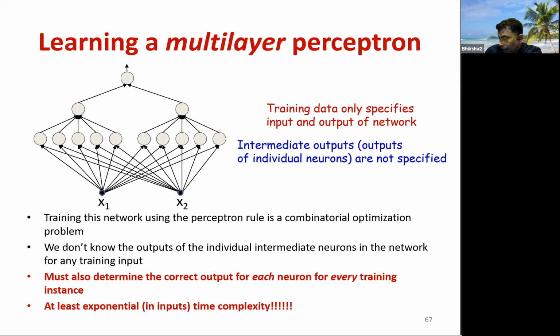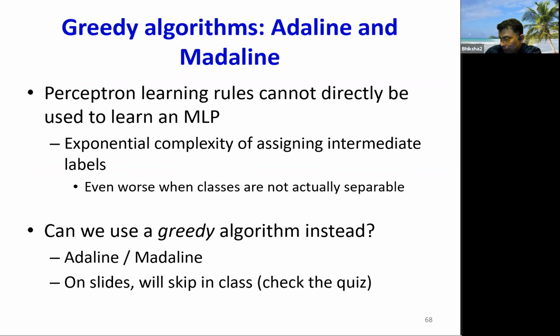So learning a multi-layer perceptron of this kind using the perceptron learning method is a combinatorial optimization problem. As part of training, we must now also determine the correct output for each neuron for every training instance. And this is at least exponential time complexity, right? So what this means is that the perceptron learning rules cannot be directly used to learn an MLP. There's an exponential complexity of assigning intermediate labels. And if the classes are not linearly separable, it gets even worse.